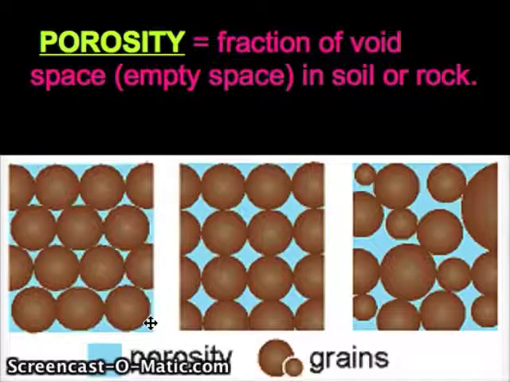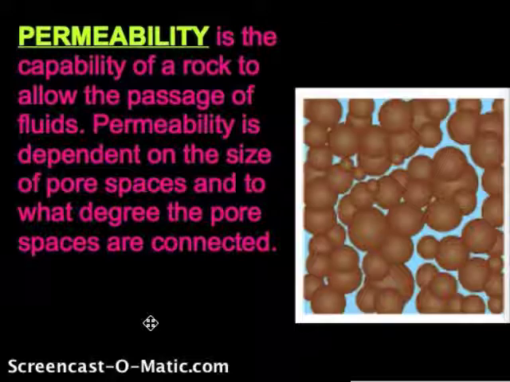And with porosity, there are some soils or mediums that have as little as 1% open space, and there are others that have more than 50%. So the amount of porosity really depends on the material, how it's sorted, and what kind of material it is.